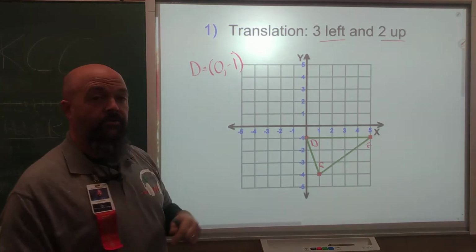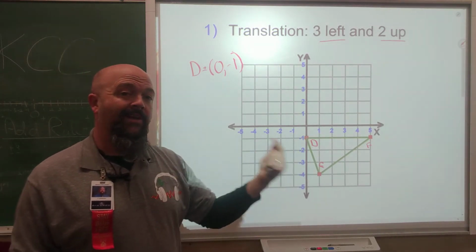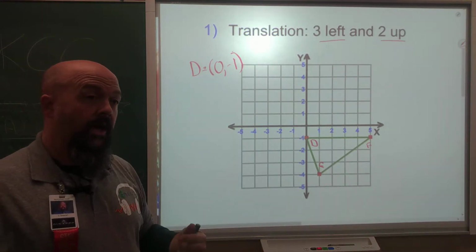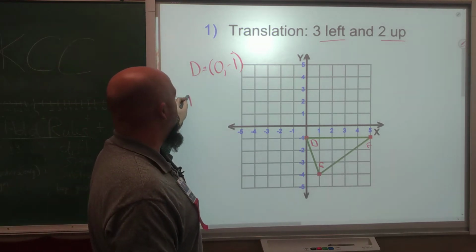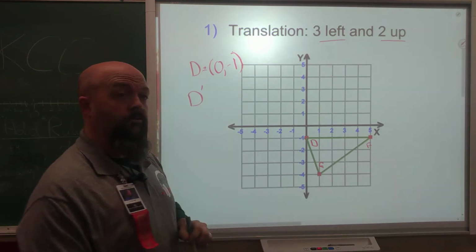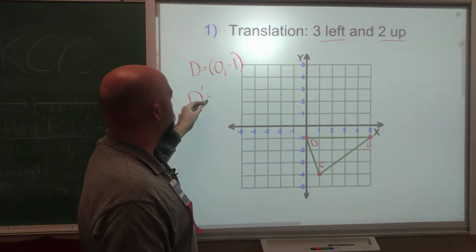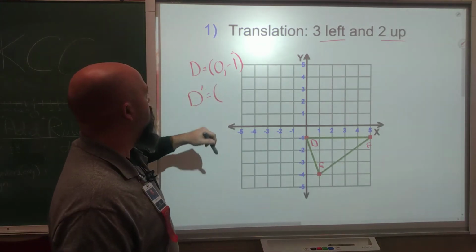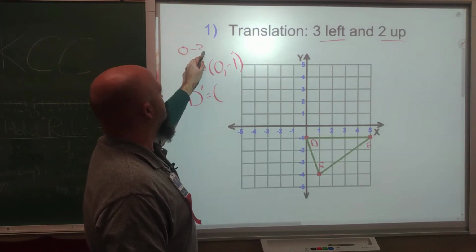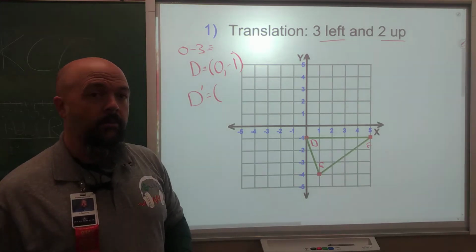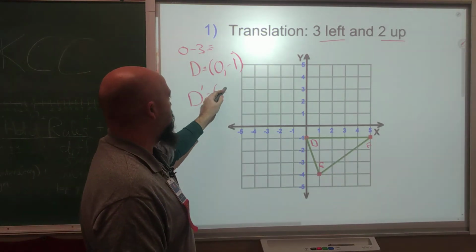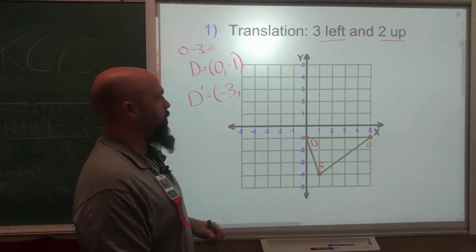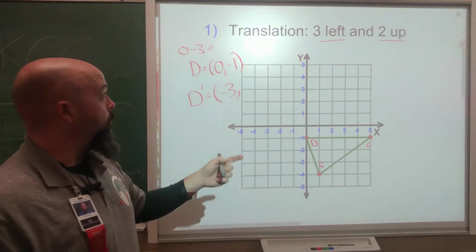Well, if we have nothing to start with and we are subtracting 3 from it, then what's going to happen? Well, obviously, our translated apostrophe point, the X goes from a 0, and we're taking 3 from it. What's that going to leave us with? Obviously, a -3.